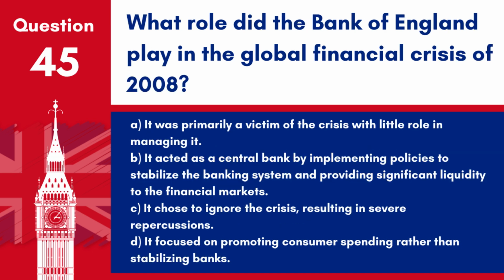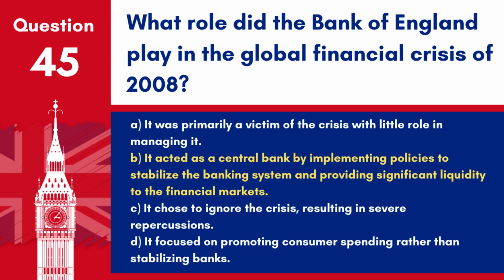Question 45. What role did the Bank of England play in the global financial crisis of 2008? A. It was primarily a victim of the crisis with little role in managing it. B. It acted as a central bank by implementing policies to stabilize the banking system and providing significant liquidity to the financial markets. C. It chose to ignore the crisis, resulting in severe repercussions. D. It focused on promoting consumer spending rather than stabilizing banks.